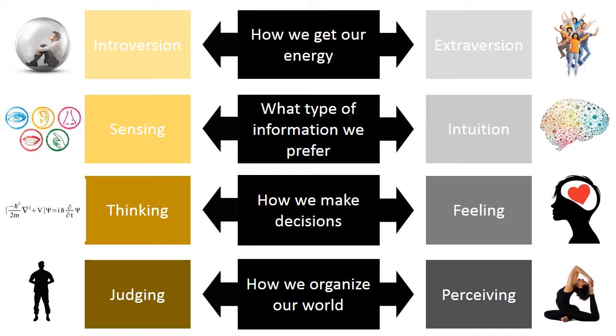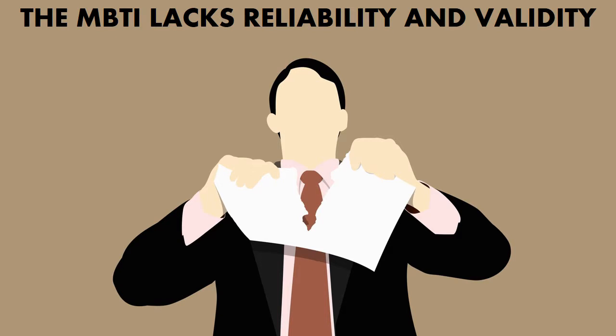So there's four dimensions, and you can be on either side of each of these dimensions, and then you get a combination of letters that express that. So you might be like an ISTJ or an ESFP or whatever it is. And that is the idea of the MBTI, or the Myers-Briggs Type Inventory. So the MBTI is an awful, awful test, and I'll tell you why.